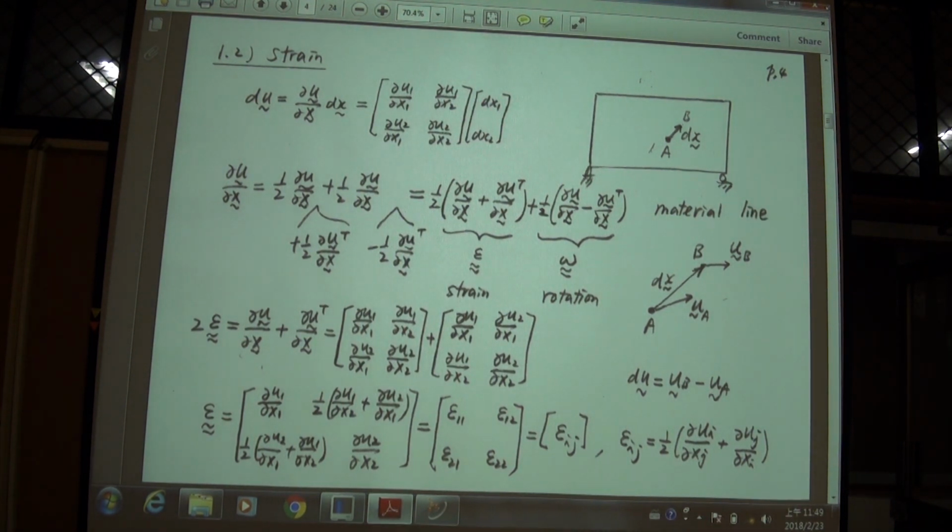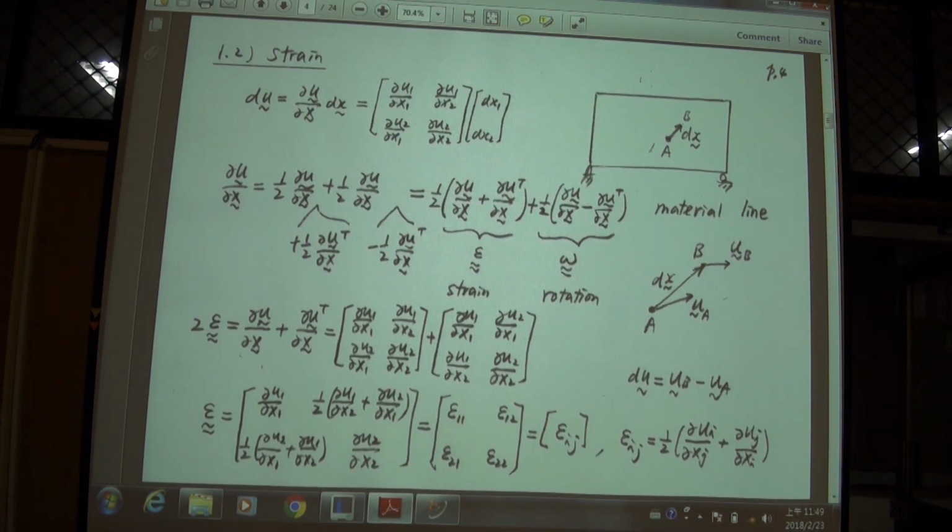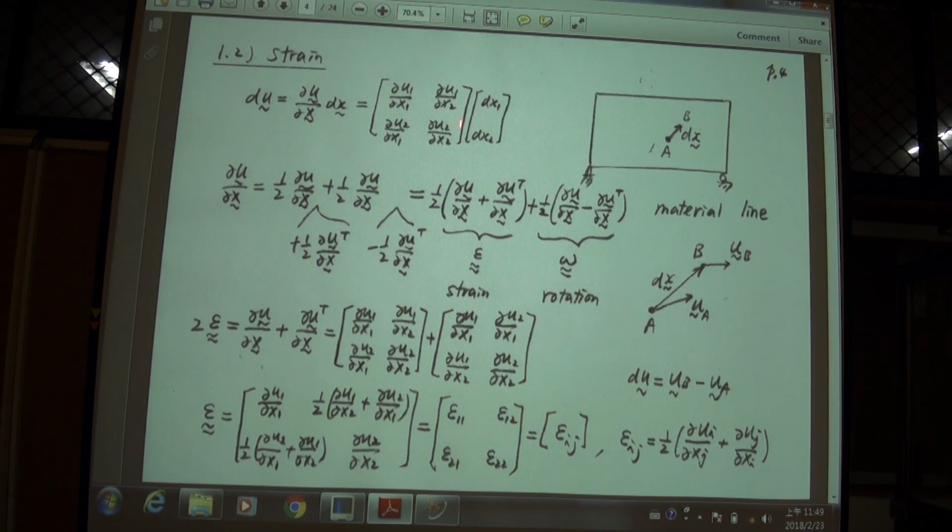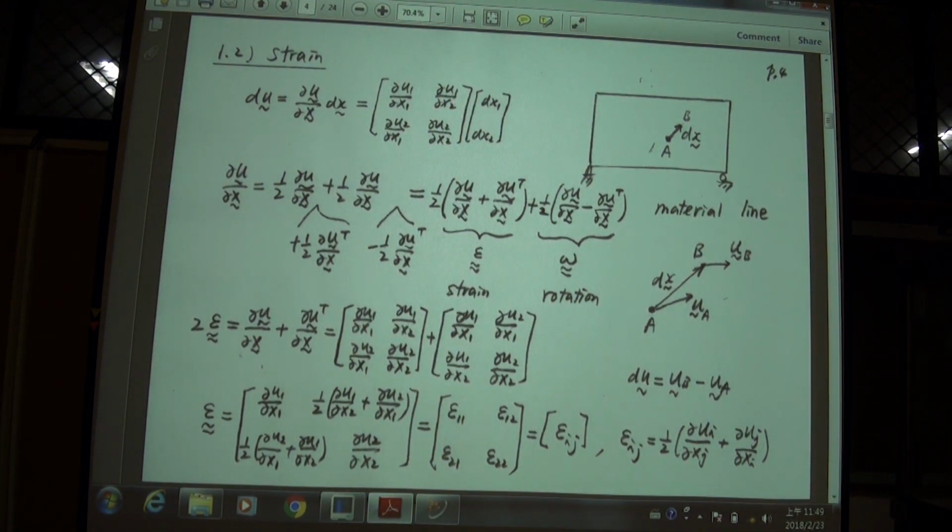So if somebody asks you what is the meaning of partial u partial x, you just say that this is a matrix. Partial u partial x: partial u1 partial x1, partial u1 partial x2, and so on and so forth. And let me explain to you what we can have mathematically by having this relation.